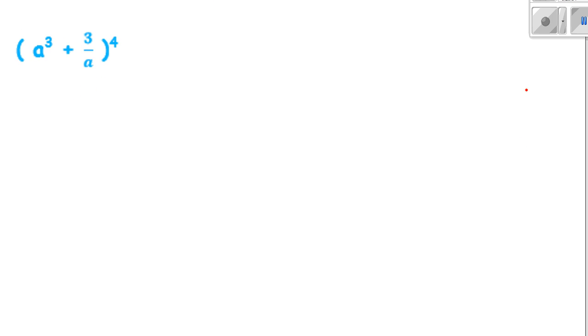It's to the power of 4. Can anyone off the top of their head remember how many terms there will be? Five. There'll be 5 terms in the expansion. 1, 4, 6, 4, 1.